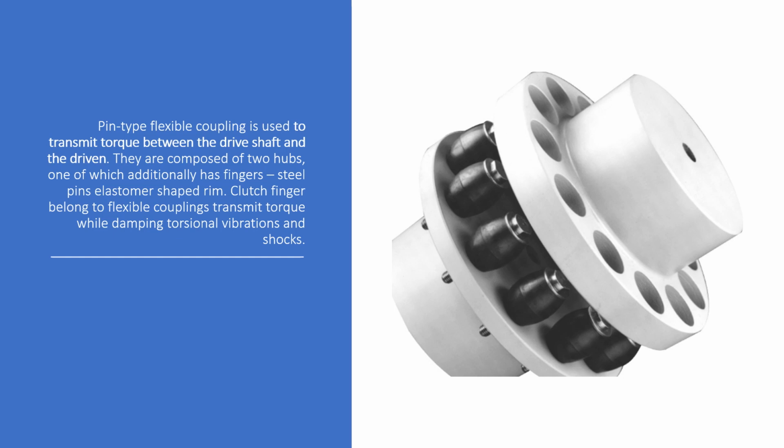The last one, but not the least, is the pin type flexible coupling, used to transmit torque between the drive shaft and the driven shaft. They are composed of two hubs, one of which additionally has fingers. These fingers, belonging to the flexible coupling, transmit the torque while damping transmission vibrations and shocks. It has two parts, where one part has fingers and the other part has slots. So when you attach both, the finger part with the driver part and the hole part with the driven part, the transmission can happen easily with some absorption of angular and linear misalignment. It's a flexible type of coupling, it is not a rigid coupling.